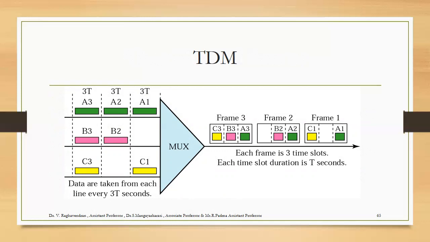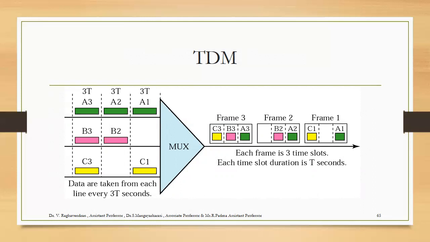Data are taken from each line every t seconds. I am going to use here 3t seconds. So for the first frame, how many devices am I going to use? 3 different devices, so each frame consists of 3 slots. First one A1, A2, A3. So listen, A1 is taken based on the t seconds, for the 3 devices A, B, C, that is the order. In frame 1, 3 slots are there. First one A1 is available, next A2 is not available, so it is treated as empty.